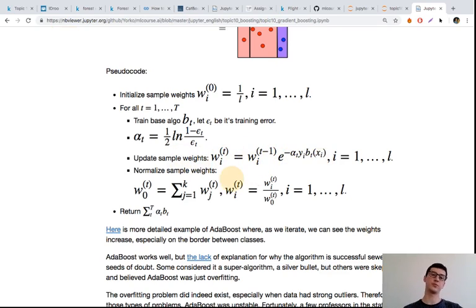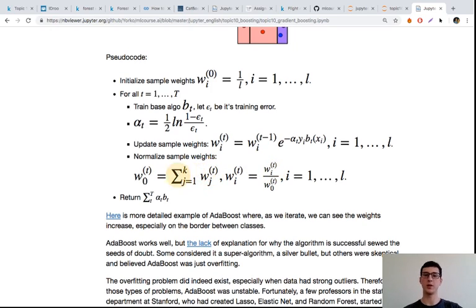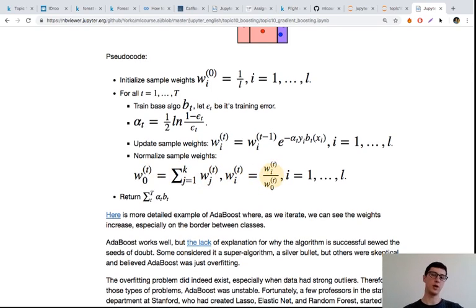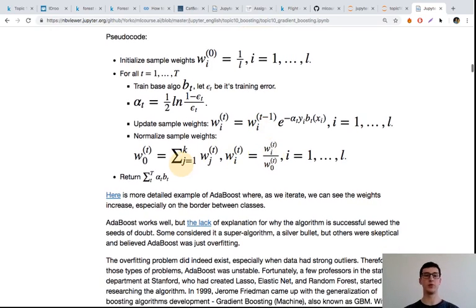And then lastly, we'll normalize sample weights after each iteration. So we'll just make them sum up to 1. We calculate the sum of all these weights and then divide by it, so that all weights sum up to 1, and these weights will resemble a probability distribution. And so then finally we'll return this composition of all b t, of all base learners, multiplied by their weights alpha t.